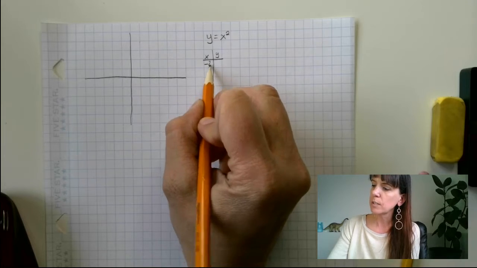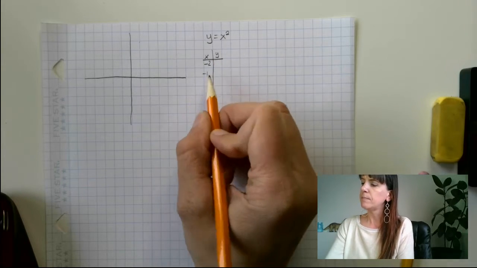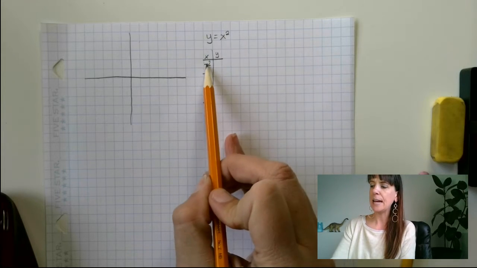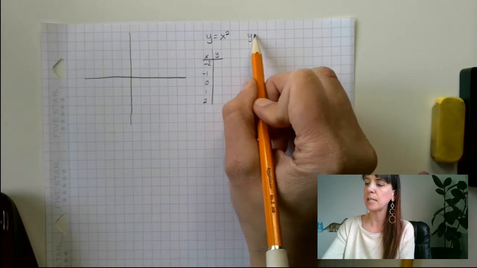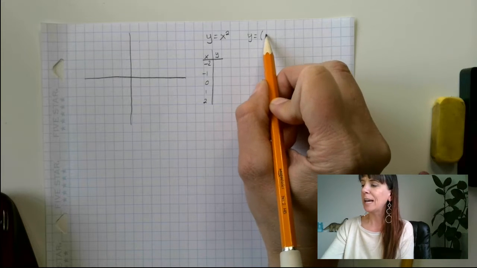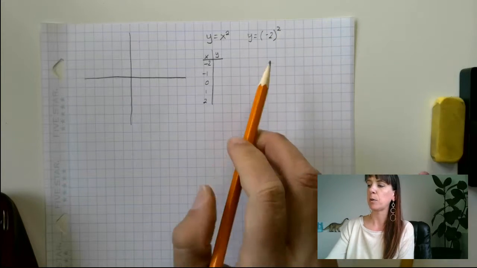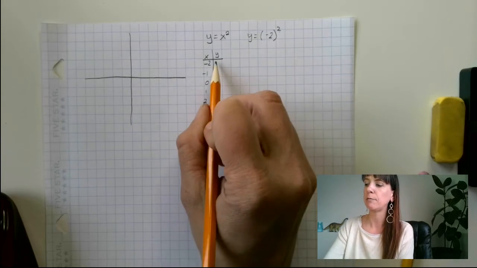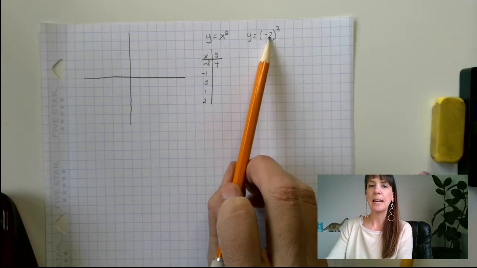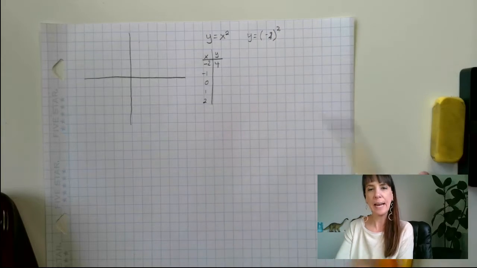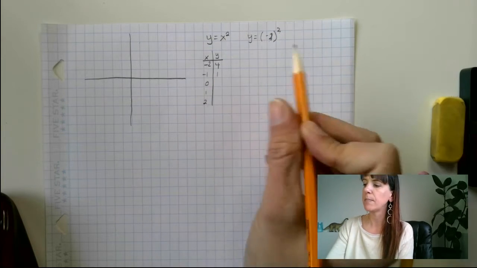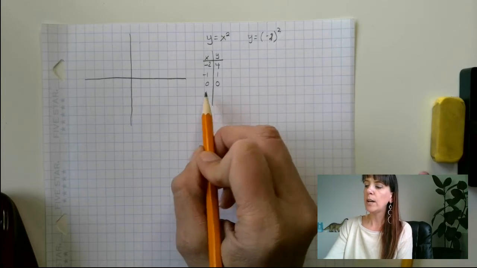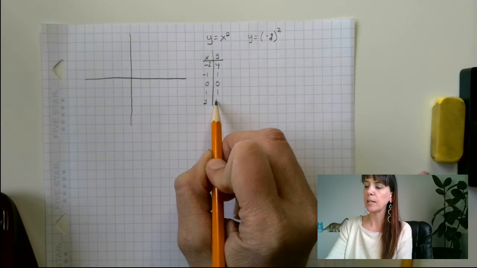So let's do this. We're going to do -2, -1, 0, 1, and 2. If I substitute in -2 here, remember when we're dealing with negatives and especially exponents, we've got to use these lovely parentheses. So I get quantity -2 squared, which would be +4. If I plug in -1, quantity -1 squared would be +1. Plug in 0, 0 squared gives me 0. 1 gives me 1, and then 2 squared gives me 4.